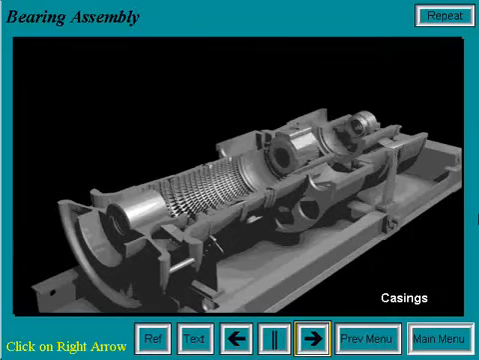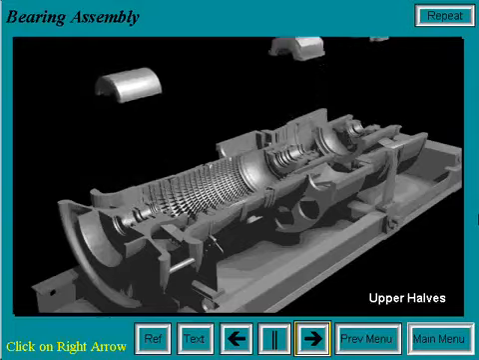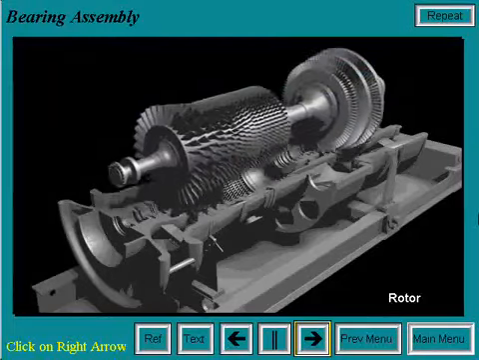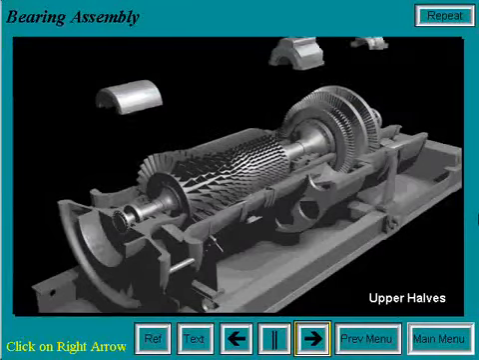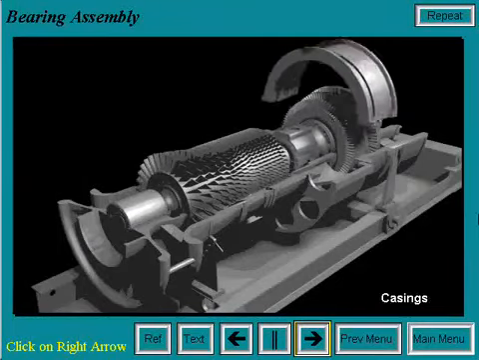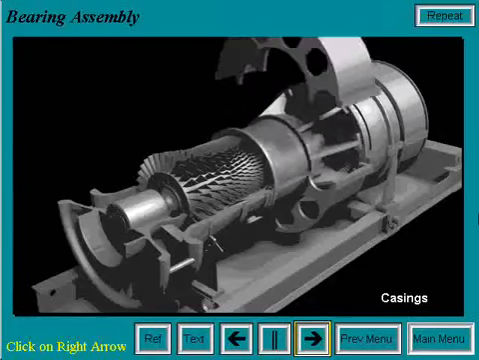The upper halves of the bearing housings and casings are then removed, and the air seals and oil deflectors are installed. The final step is the installation of the rotor and the upper halves of the bearing housings and casings.